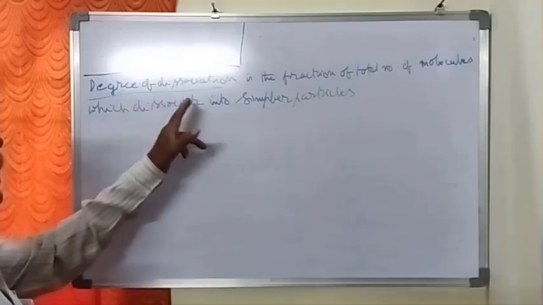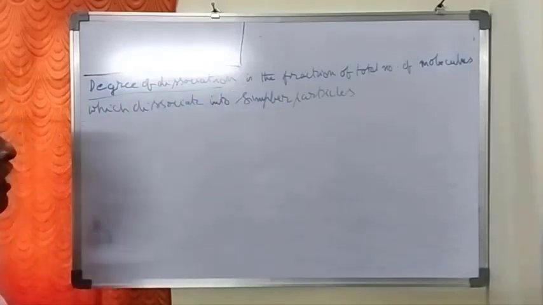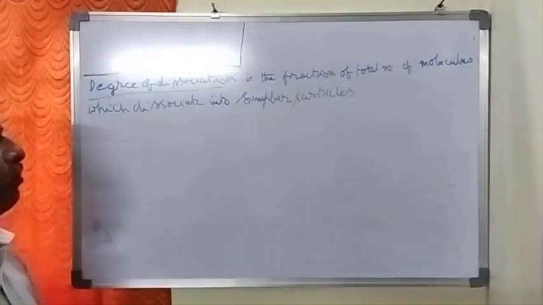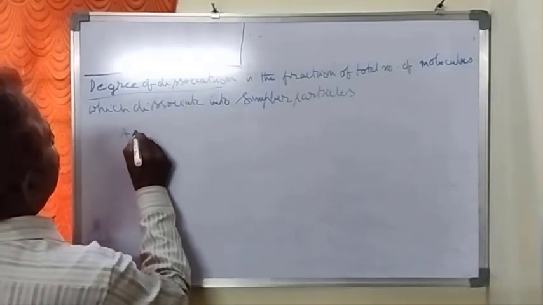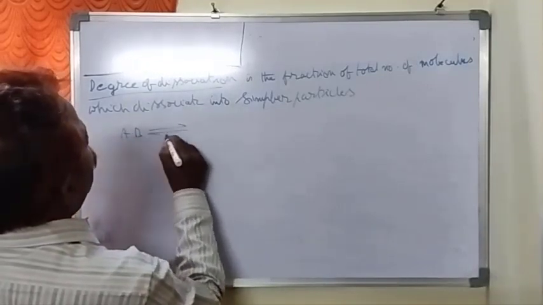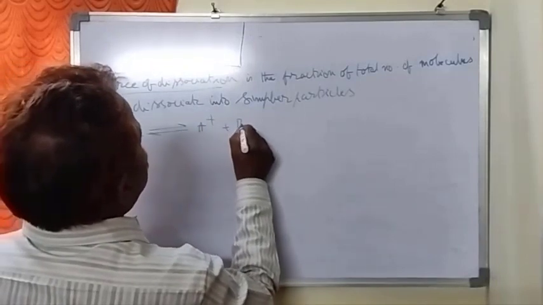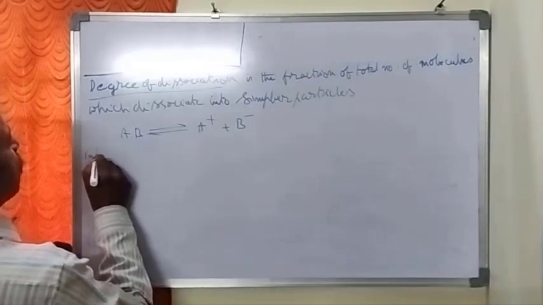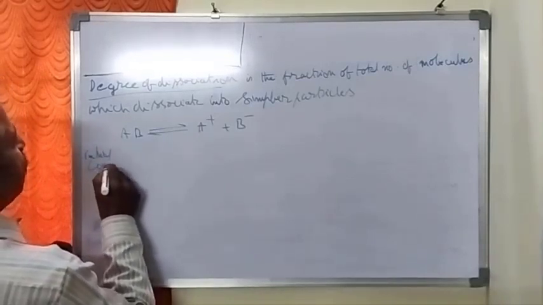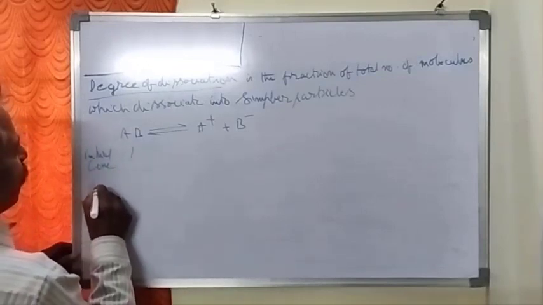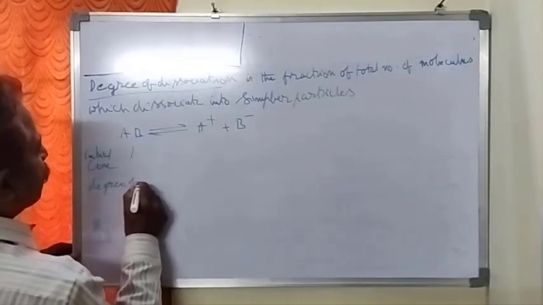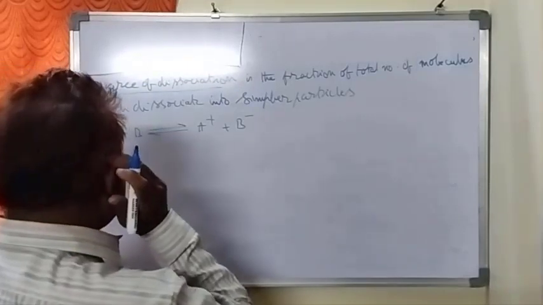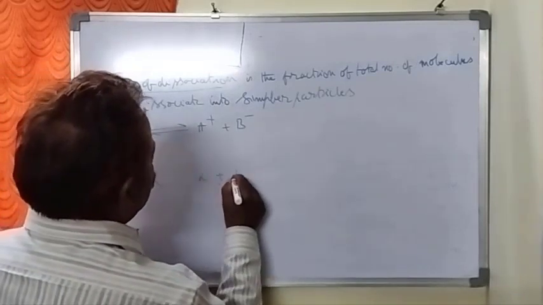Now let us see the degree of dissociation. Degree of dissociation is the fraction of the total number of molecules which dissociate into simpler particles. For example, AB dissociates into A plus and B minus. So here the initial concentration is 1. Degree of dissociation alpha. So here alpha plus alpha.